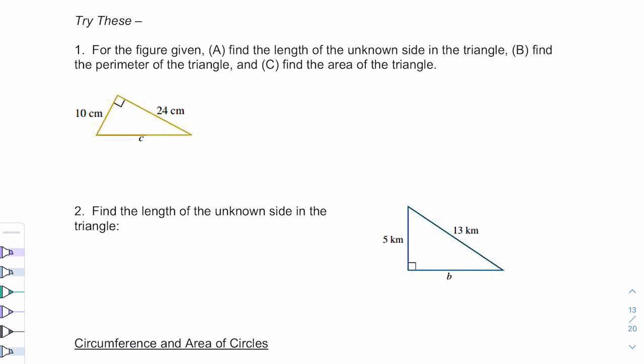You should pause the video right now and then try these two problems on your own, and then you can unpause and see if you did them correctly.